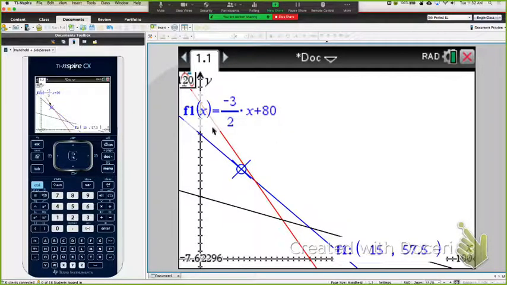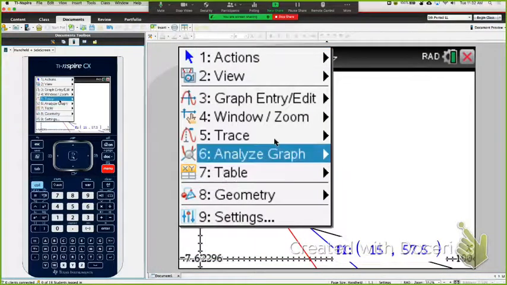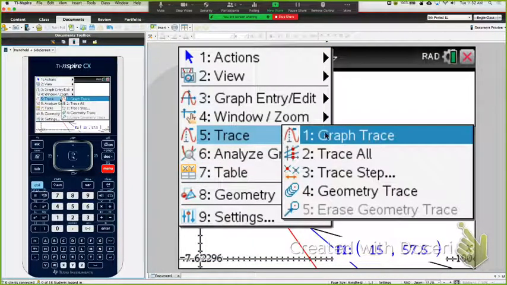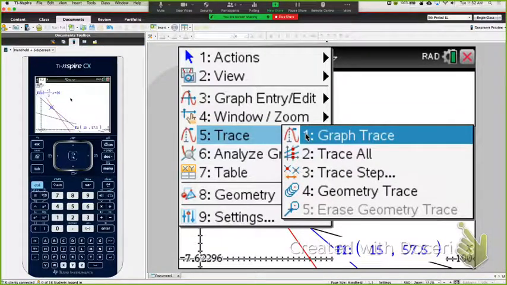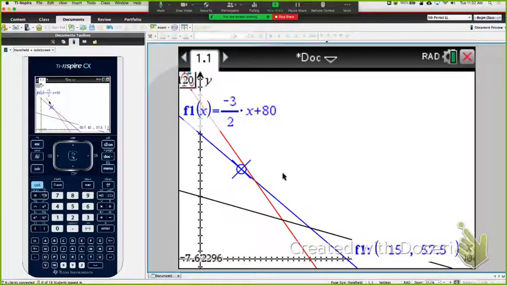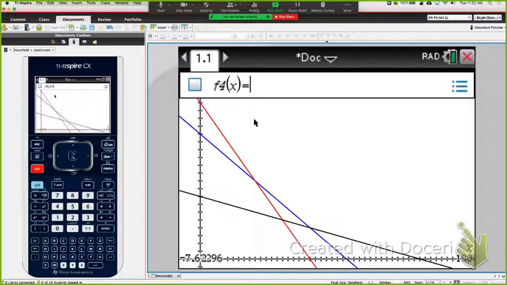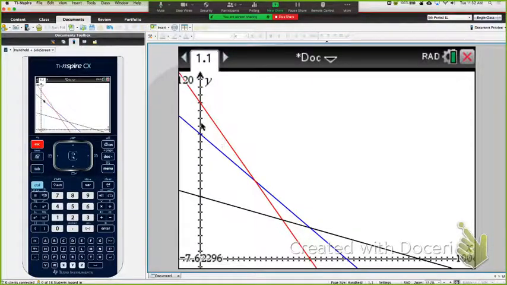Whoa. I need this line. Hang on. I need to graph trace on my red line. You could try trace all. That's an interesting one.